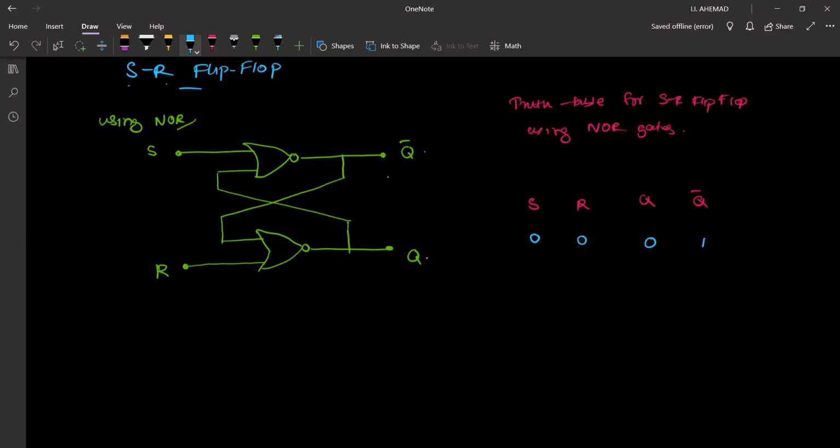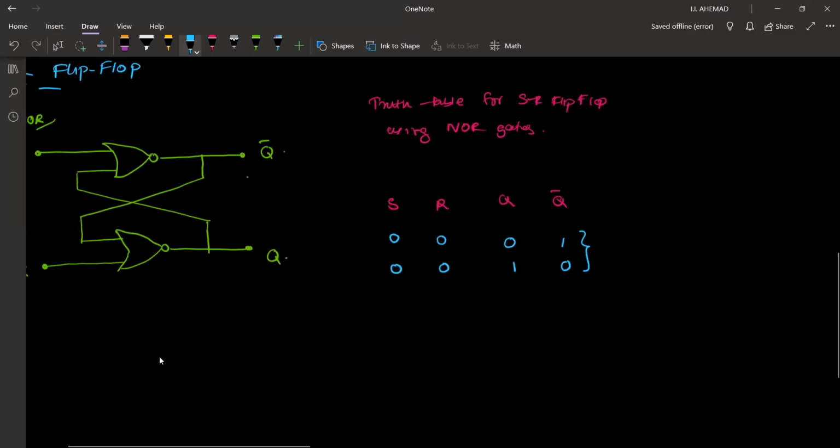Let's say we made this circuit this way. Now what I'm going to do is, this is also possible. Set is 0, reset is 0, Q is 1 and Q bar is 0. This is also possible. Now how is this possible? Because this depends on the previous operation. You will understand in a while how this happens.